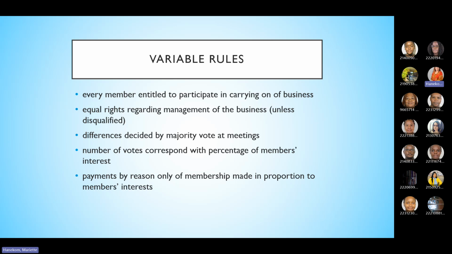Some of these variable rules, we look at this one as well next week on Tuesday, or these first two. Every member is entitled to participate in the carrying on of the business, and they've got equal rights regarding management of the business unless they were disqualified. Variable rules that can be changed to suit your particular purpose. You can decide in your closed corporation that you're going to make Alicia your managing member. Variable.